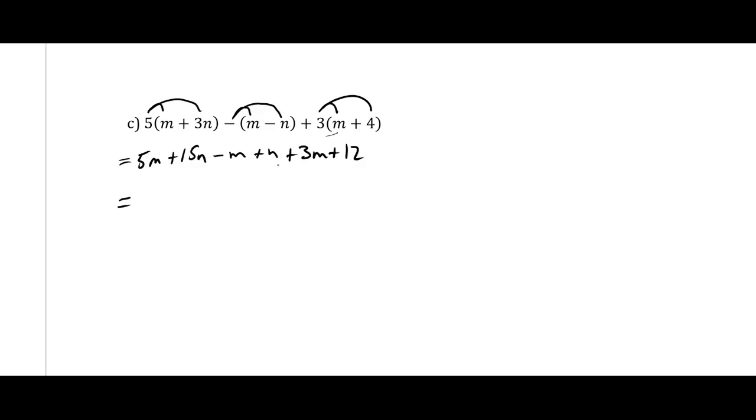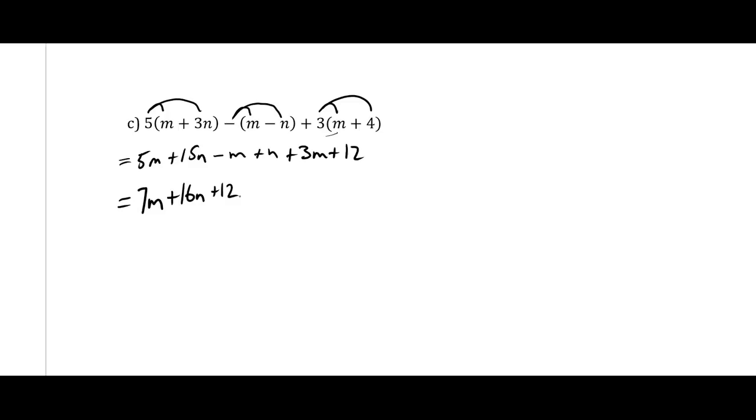5 minus 1 plus 3 is 7. I've got a 15n and then one more n, so that's plus 16n. And then 12 is my only constant, so plus 12.